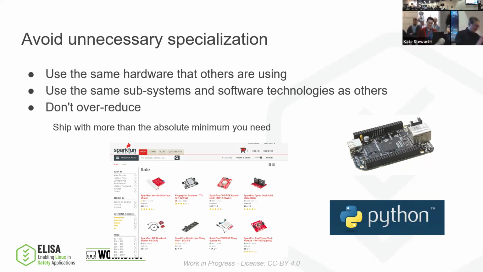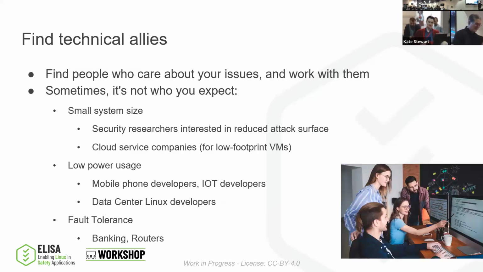Anyway, last thing on this slide is don't over reduce, right? Leave stuff in the distribution, even if you don't think you're going to use it immediately. Don't spend a year stripping everything down. Ship with more than the absolute minimum you need, especially if you've got some margin. You don't need to go crazy on the margins. Again, it's the goldfish and SeaWorld thing. You know better than me what your requirements are.